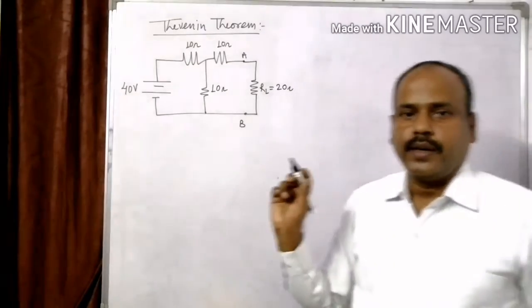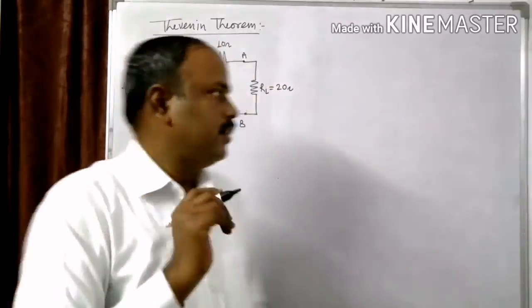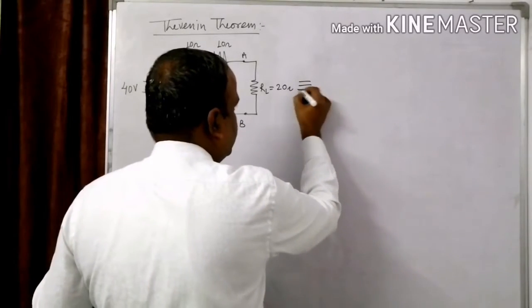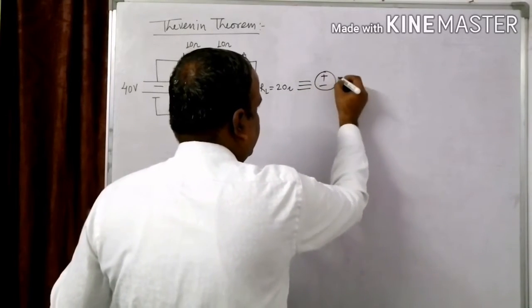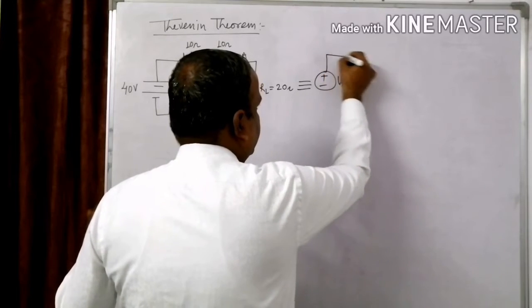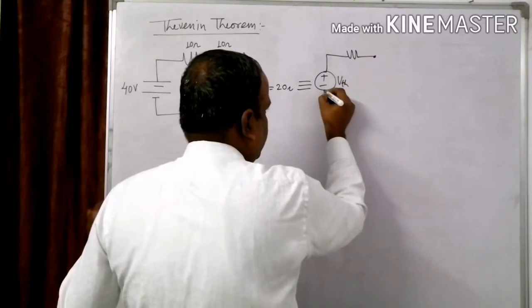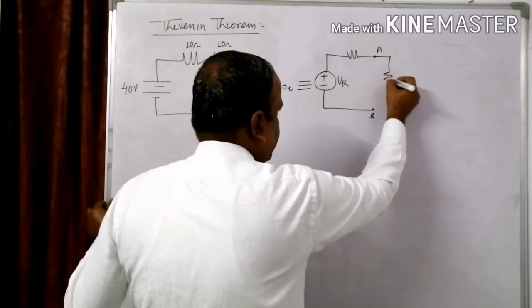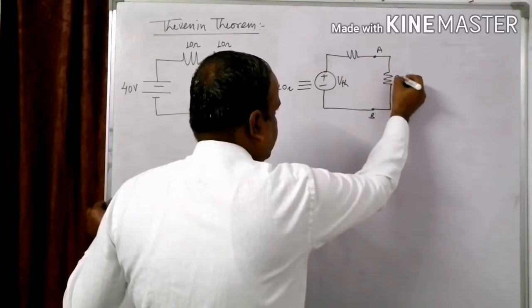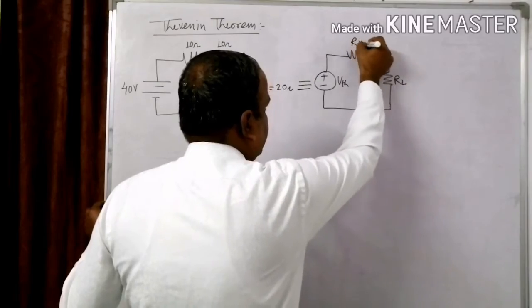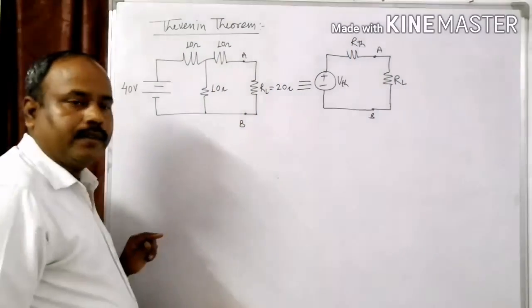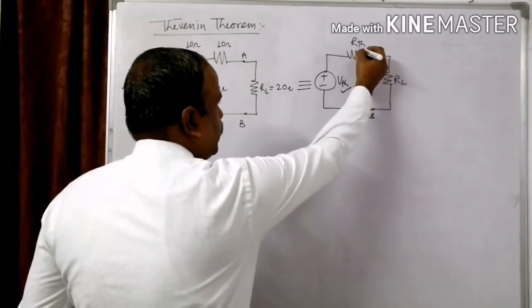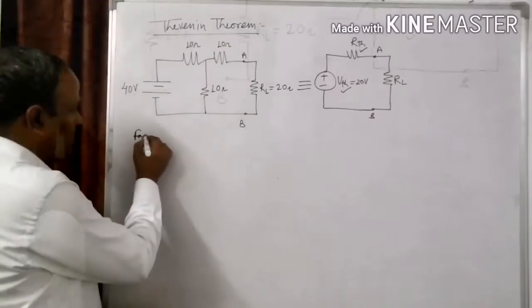For the calculation of the current, first of all, I draw an equivalent circuit containing VTH, RTH and RL, right? RL is connected in between points A and B. This is RL, it's your RTH, right? Now, first of all, you calculate VTH, then after that RTH.